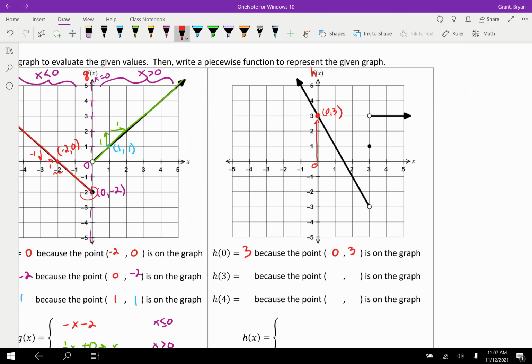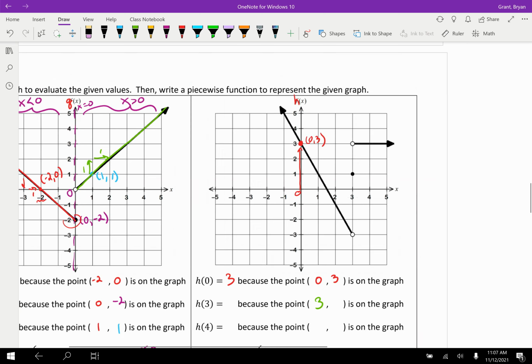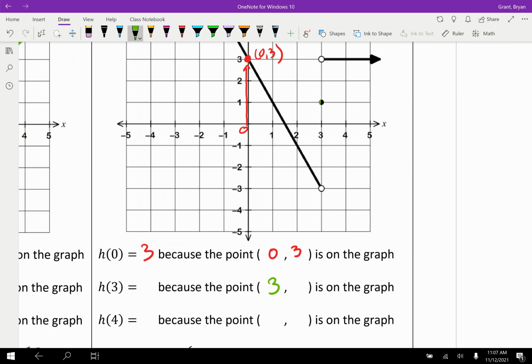What about h of 3? H of 3, well, that's 3 comma something. Here's 3 on the x-axis. Is it going to be 3, negative 3, or 1? And the answer is, of course, 1 because we have that shaded in circle. So 3 comma 1. H of 3 is 1.